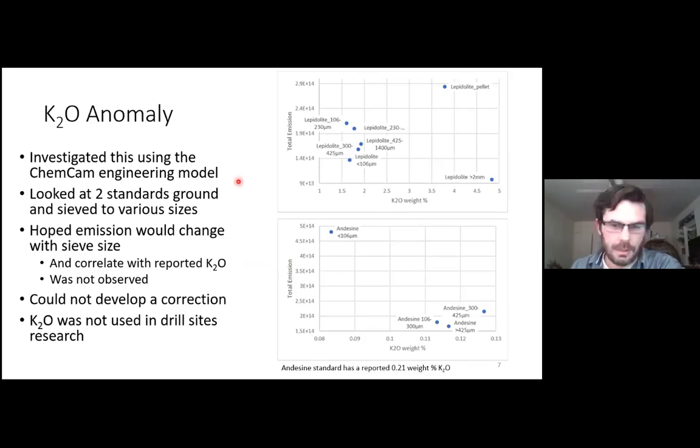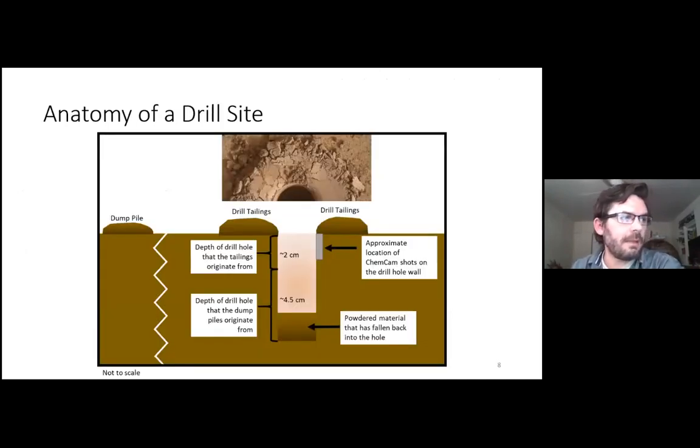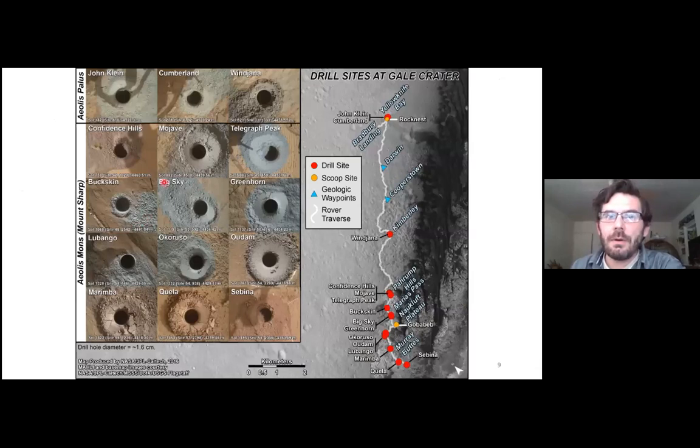So moving on, once again, anatomy of a drill site. This is just really important, so I wanted to show it a second time. And okay, so here are the drill sites we've investigated in this location. The first two are near the landing site, John Klein and Cumberland. Then you got the Windjana site, which is the last drill site really on the floor of the crater before we started driving up Mount Sharp.